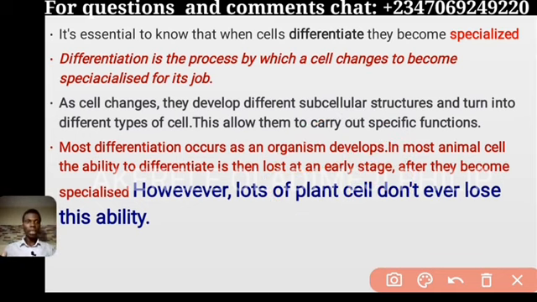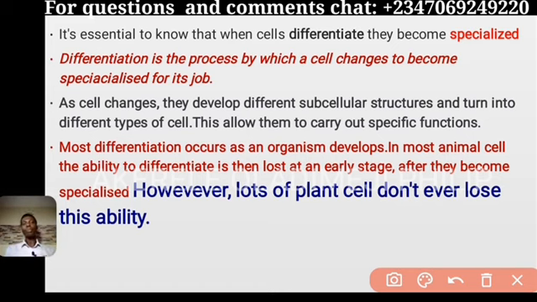That's why it says what? In most animal cells, the ability to differentiate is then lost. We've lost it. We can't have it now. We've already had it in our mother's womb, lost at an early stage after they become specialized. So we have all specialization. That's why when you give birth to a baby, it has all structures. It might be small, but everything is there already.